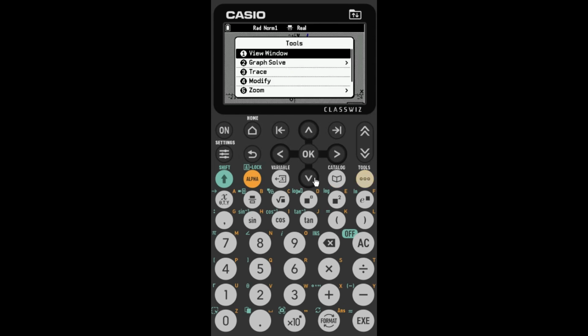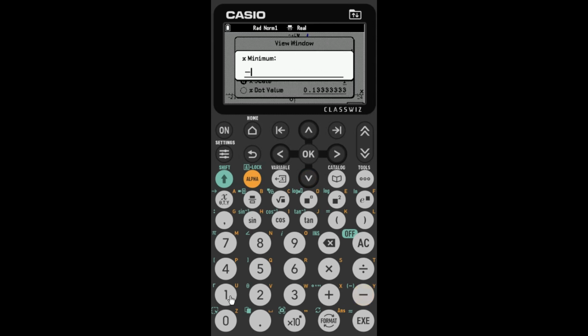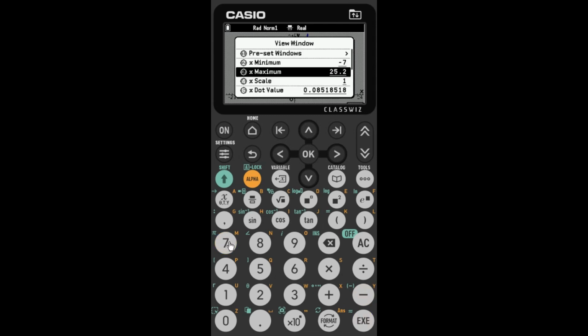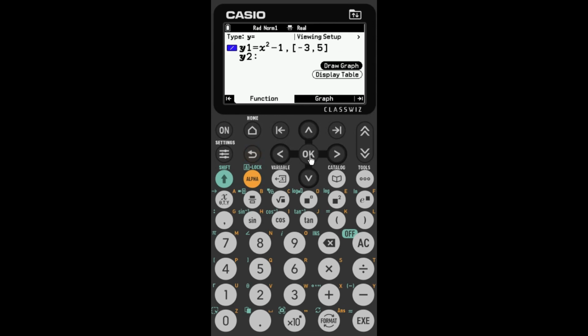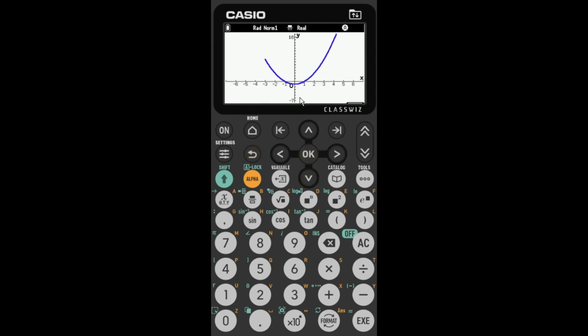What we'll do is modify the x values to see that more clearly. So we could have the minimum x being -7 and the maximum x value being 7. So now if we draw this graph, let's scroll down, you can see more clearly how we've restricted the domain.